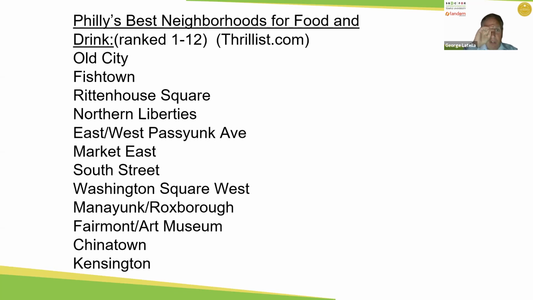What were the best neighborhoods? Again, now this was not research. This was from consumers saying where they like to go and eat, ranked. So Old City was 1, Kensington was 12th out of all these, okay?